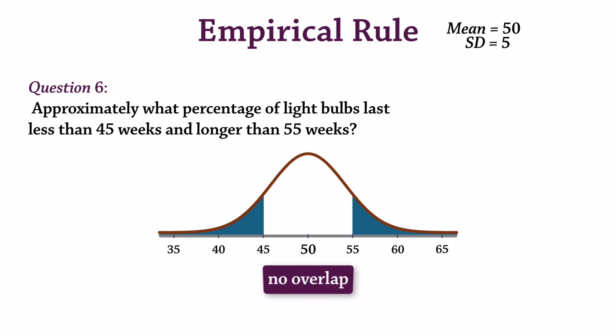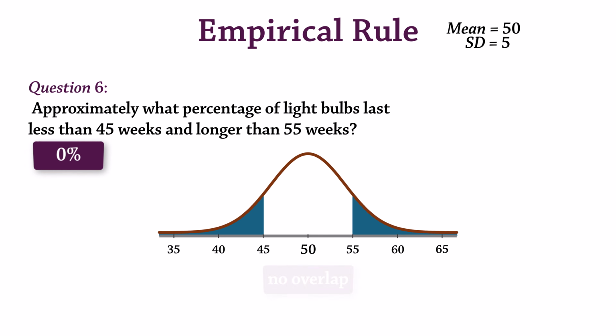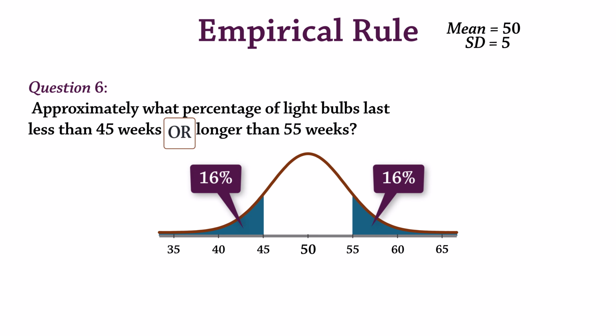That is, there is no such thing as a bulb that lasts less than 45 weeks and at the same time longer than 55 weeks. Therefore, our probability is exactly 0%. Note that if we add the word "or" here, we will be adding the two tail areas to obtain 32%.